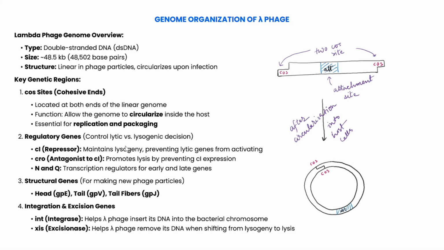The last one is integration and excision genes. The lambda phage can integrate into the bacterial genome and become a prophage. This is done by the INT or integrase gene, which inserts the phage DNA into the bacterial chromosome. When conditions change, the phage can excise itself using the XIS or excisionase gene and reactivate the lytic cycle.